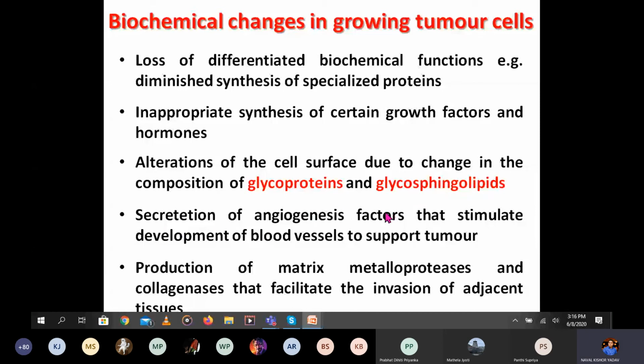Secretion of angiogenesis factors that stimulate the development of blood vessels to support the tumor, because it requires a continuous blood supply. So there are different angiogenesis factors which can stimulate the development of blood vessels. Production of matrix metalloproteases and collagenases that facilitate the invasion of the adjacent tissue. Okay. So these are some of the changes that you can see in the growing tumor cells.